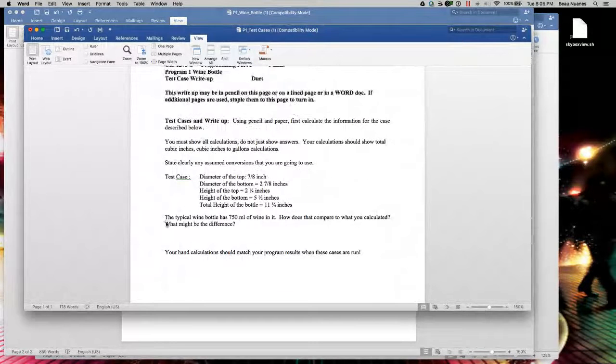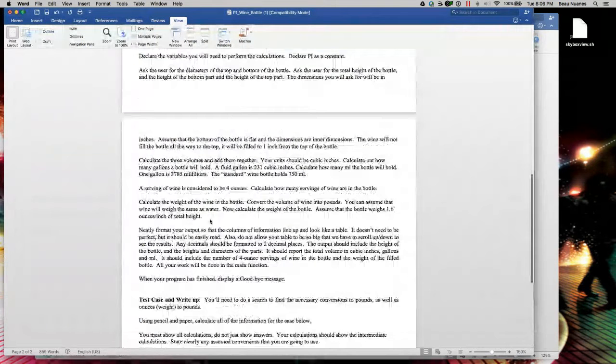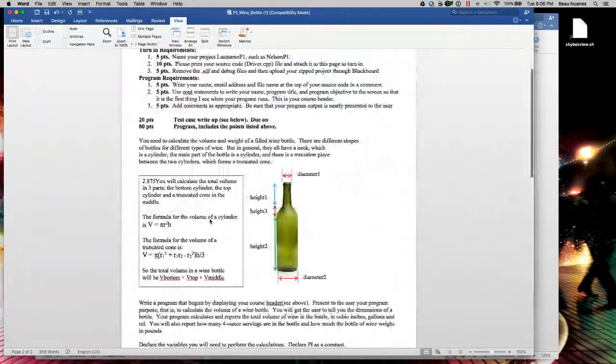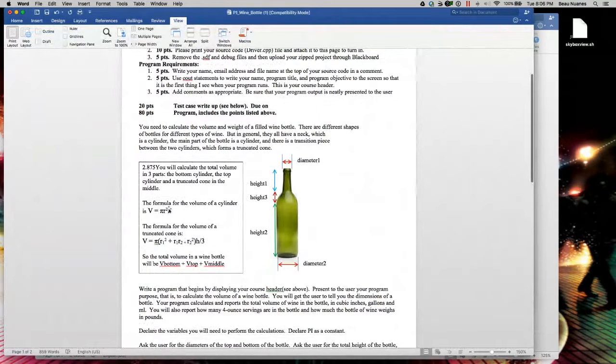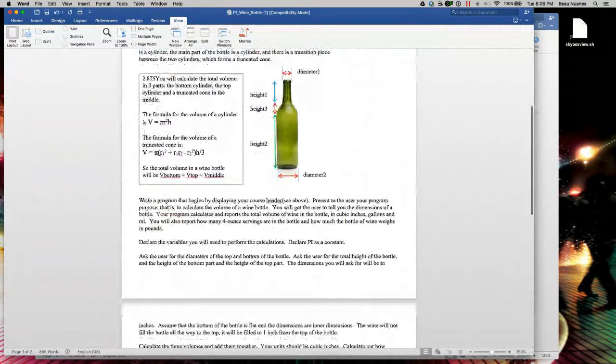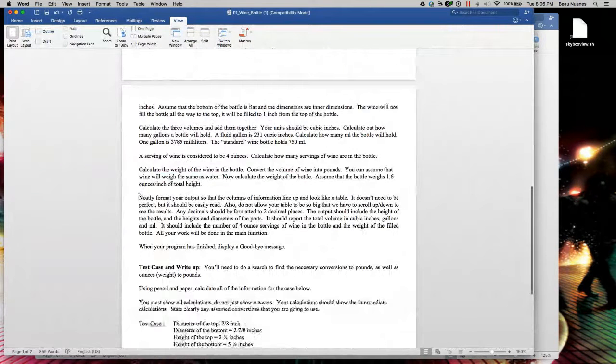All right. So the gist of this program is basically you have this wine bottle. It has certain dimensions that you ask the user for, and then you have to calculate a number of things based on that. So from the main spec, we actually give you the formulas that you need here. And then the things that you need to calculate are basically listed here.